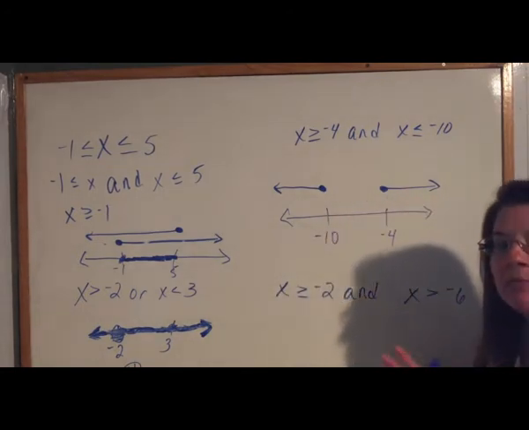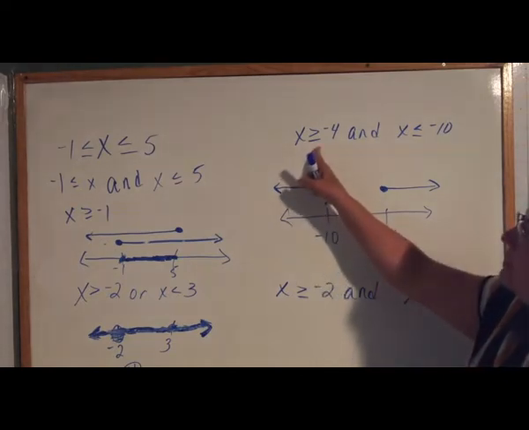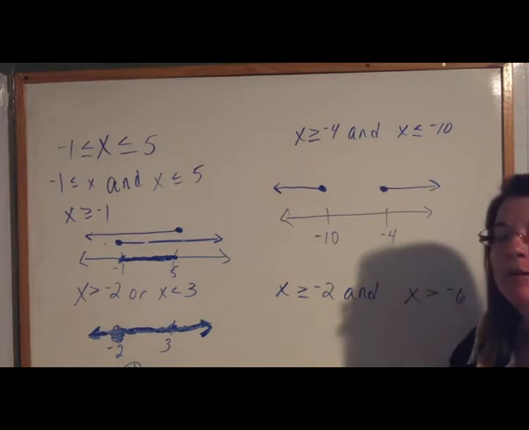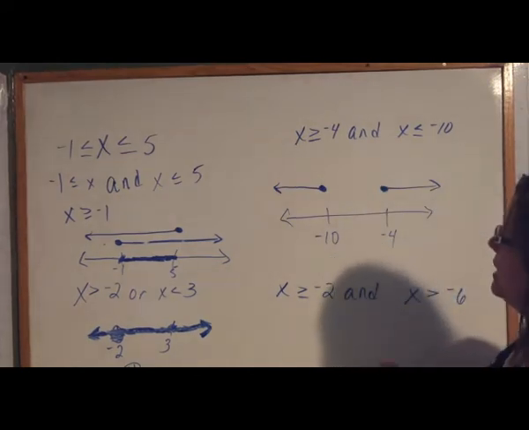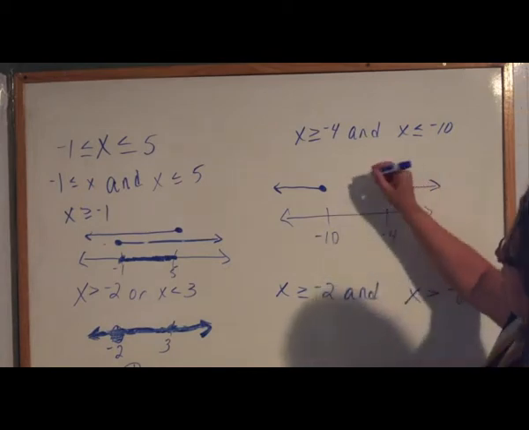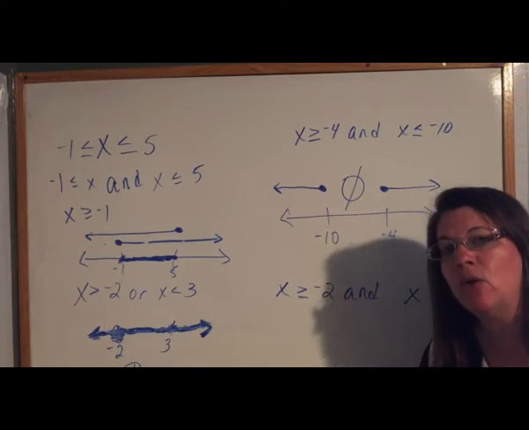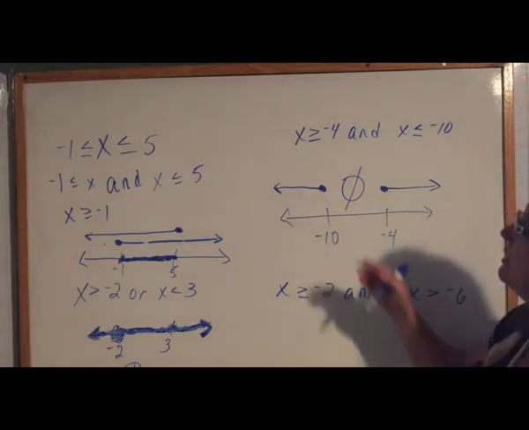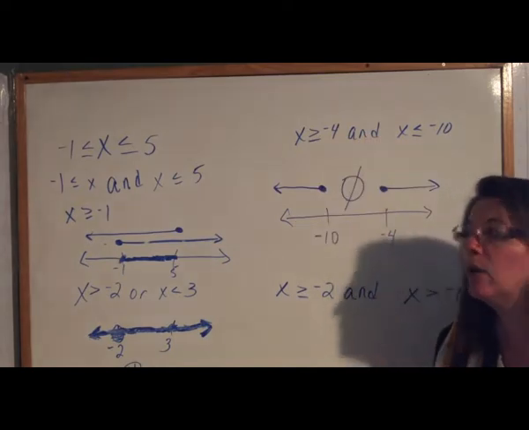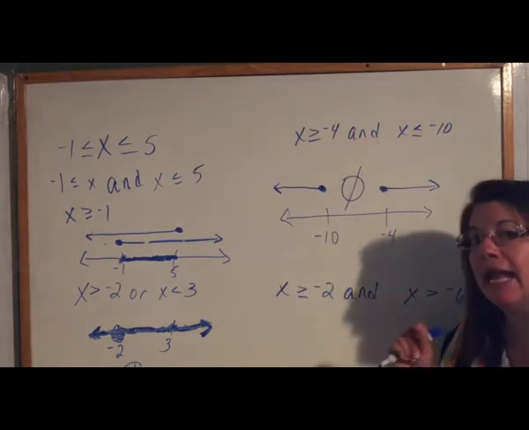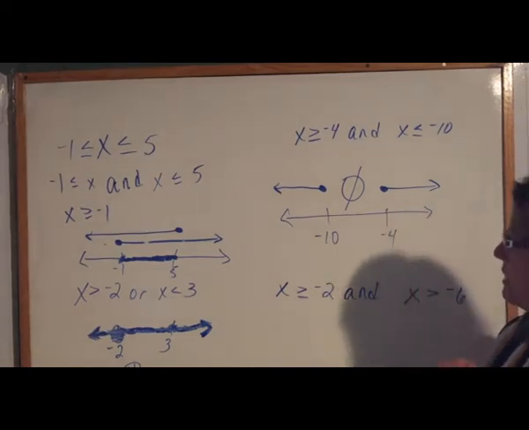Think about what and means. Can we have a number larger than -4 and at the same time it's smaller than -10? We can't. It's impossible to have that. So when you end up with something like this that has no overlap, that is a null set. There is no answer. There is no number that fits both of those situations. You can't have a number greater than -4 and less than -10. No such number exists. So that's null set.